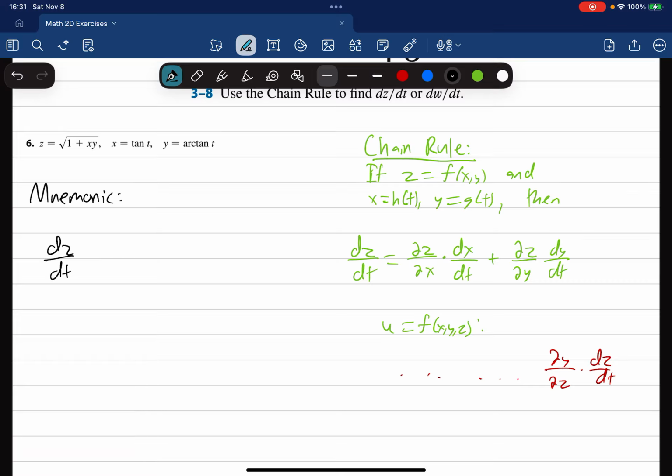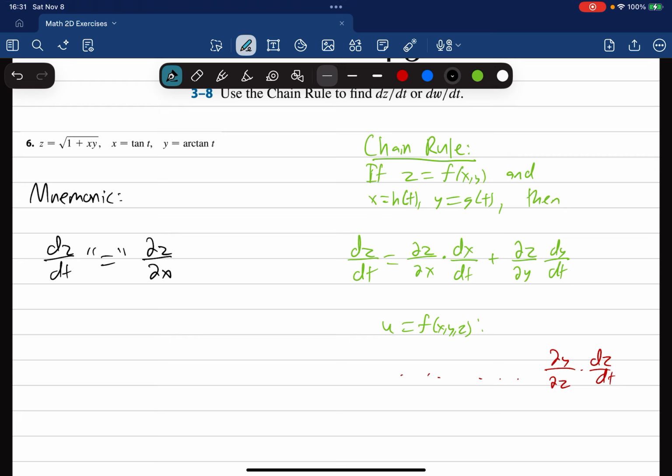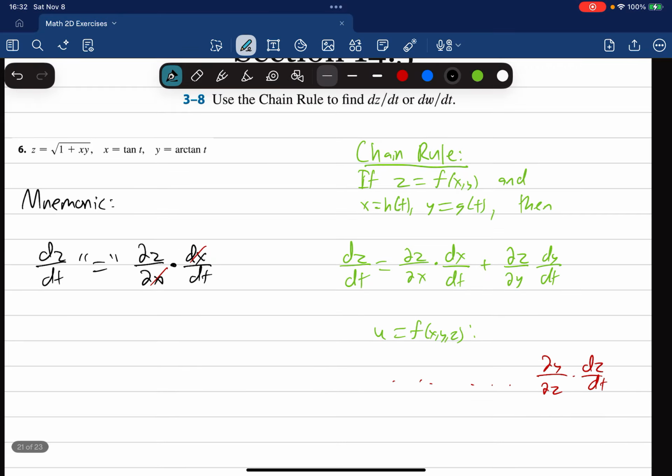dz/dt equals, and I'll put this in quotes because, well, obviously this isn't the chain rule, but it helps to memorize how we're going to calculate these derivatives here. This is partial z with respect to x times dx/dt, where you just multiply and divide by the corresponding dx. And again, in quotes, partial z with respect to y times dy/dt, where now it's the dy's that have canceled.